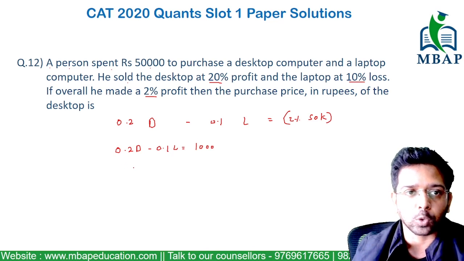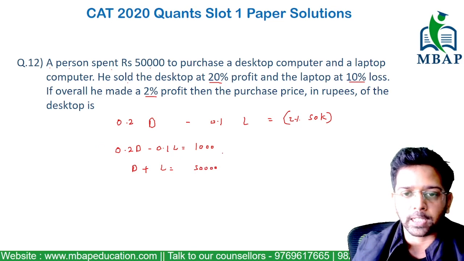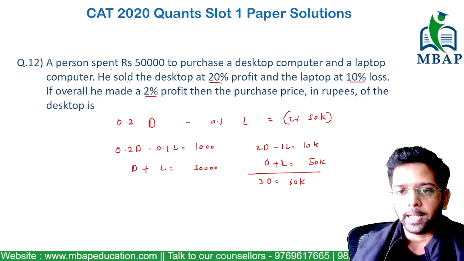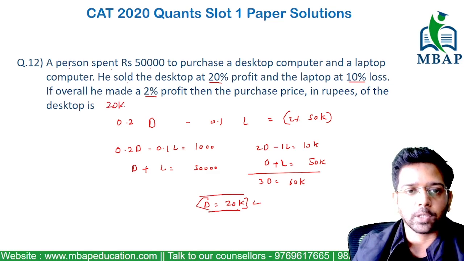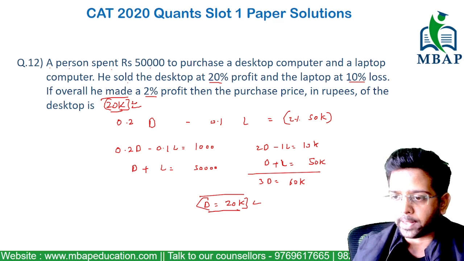At the same time, it has also been told that the total price of desktop plus laptop is 50,000. So if you just solve this, removing the decimal, the equation will look like 2D minus L should be equivalent to 10,000, and D plus L should be equal to 50,000. If you solve this, L and L will get cancelled, and 3 times desktop price comes to 60,000. If 3 times desktop price is 60,000, then the price of desktop is only equivalent to 20,000, is my final answer. Easy question. The answer for this question is only and only 20,000 in all. I hope all of you have understood it well.